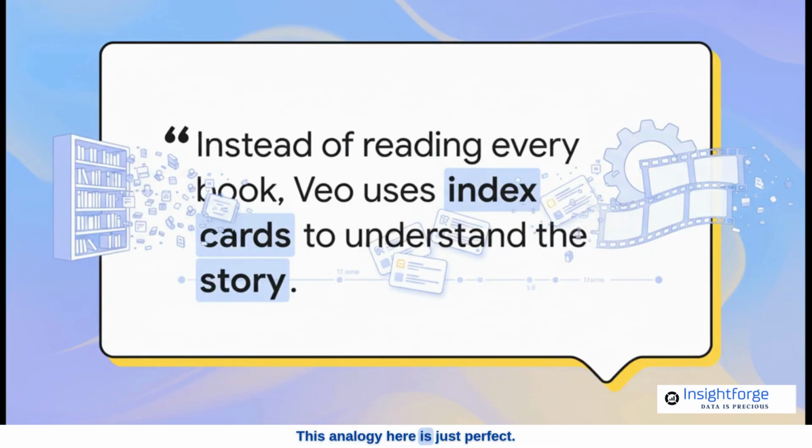This analogy here is just perfect. Trying to process a video pixel by pixel is like trying to understand the entire Library of Congress by reading every single word in every single book. It's impossible. So instead, Veo creates the equivalent of index cards, these little summaries of the plot, the characters, the themes. That's the latent space. It's how Veo can read the story of a video without getting bogged down.